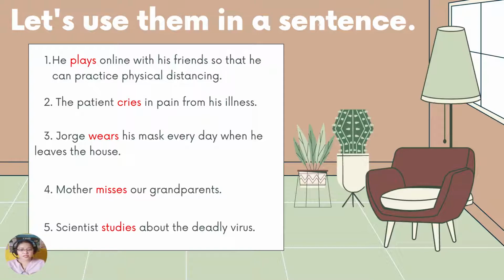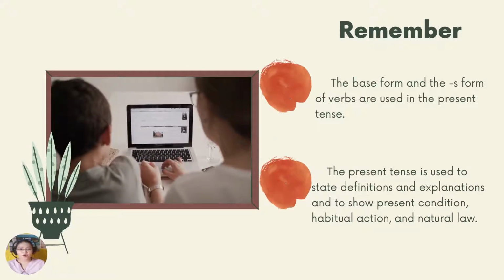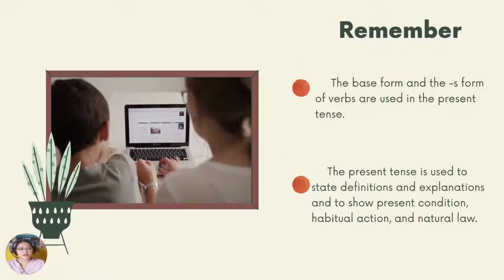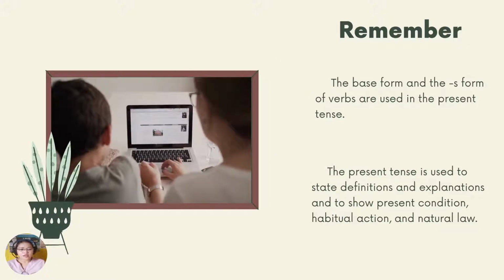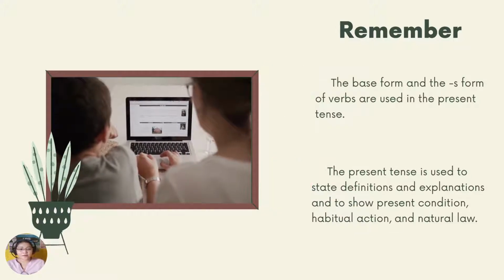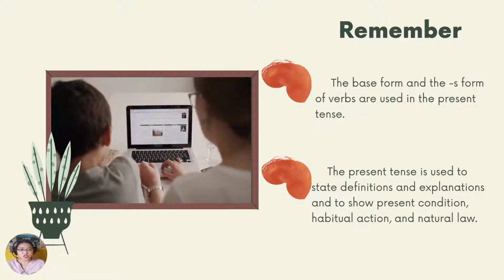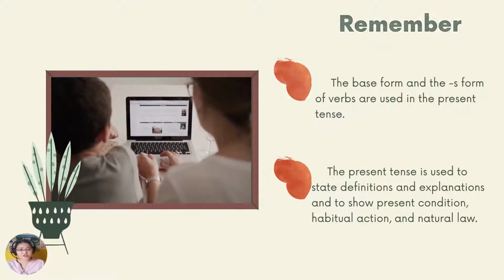Number 4: Mother misses our grandparents. The verb used is misses. And number 5: The scientist studies the deadly virus. We use studies. Now, we're going to remember the following concept about the simple present tense of the verb. The base form and the s form of the verbs are used in the present tense. The present tense is used to state definitions and explanations and to show present condition, habitual action, and natural law.